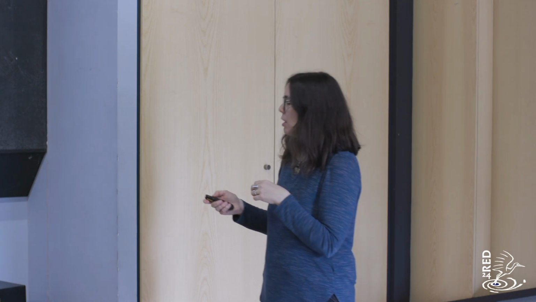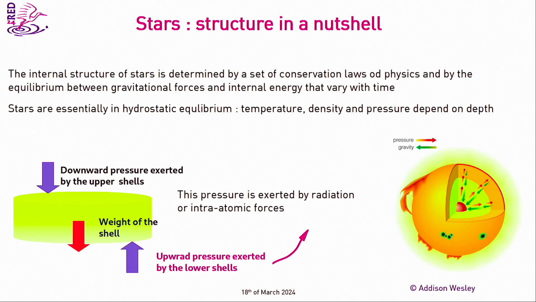Stars in a nutshell, part 2: their structure. So a star is a ball of plasma. It's not a great ball of fire. It's just plasma, and it's not burning, even though you will hear me talk about burning. It's just that there's fusion somewhere. So the internal structure is determined by a set of conservation laws of physics, sorry.